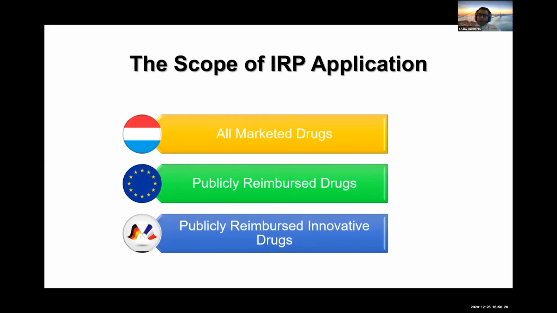What is the scope of IRB or ERB application? It can be applied on all marketed drugs, like in Luxembourg. Although it's a very wealthy country, they apply the ERB on all marketed drugs. In the European Union, generally speaking, they use ERB in revising or pricing their publicly reimbursed drugs. In Germany and France, they use ERB for publicly reimbursed innovative drugs, and they take it into consideration, but not solely.